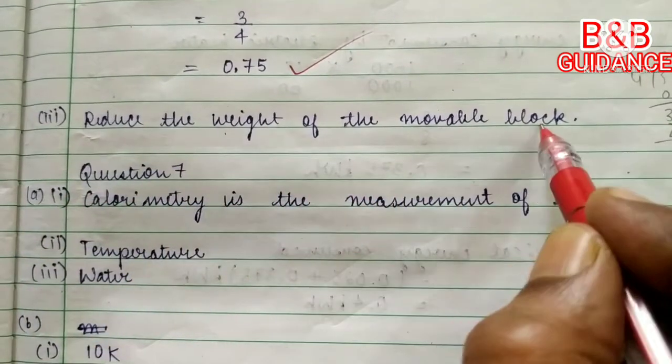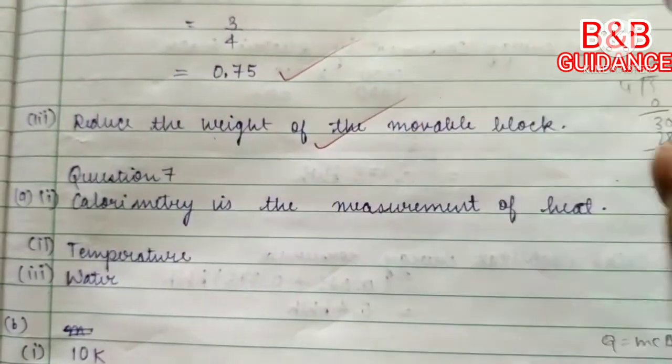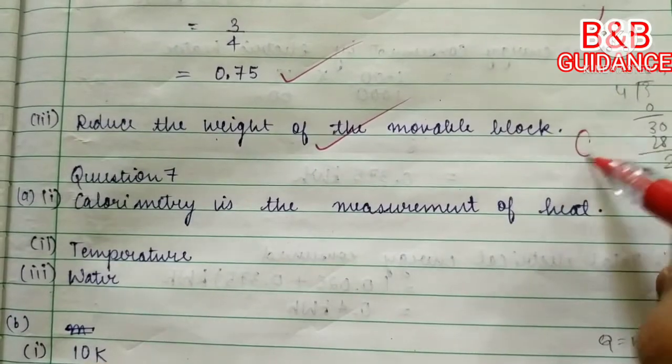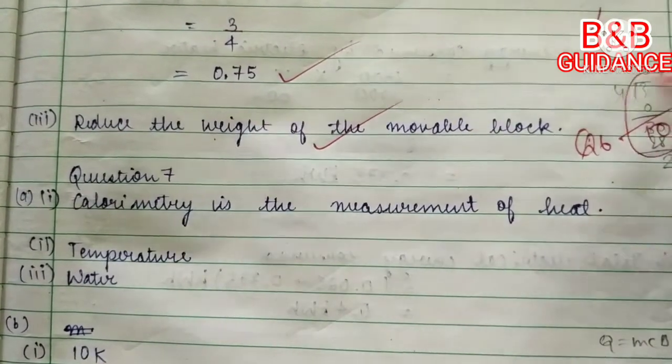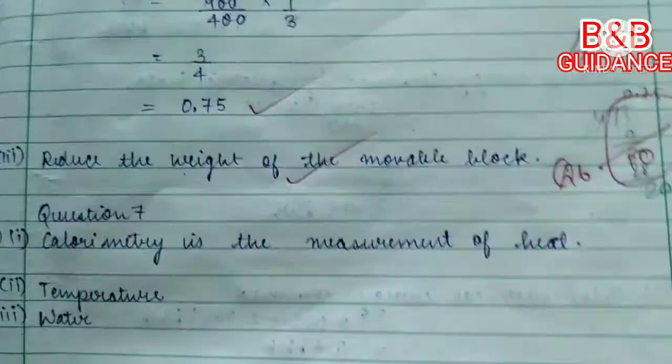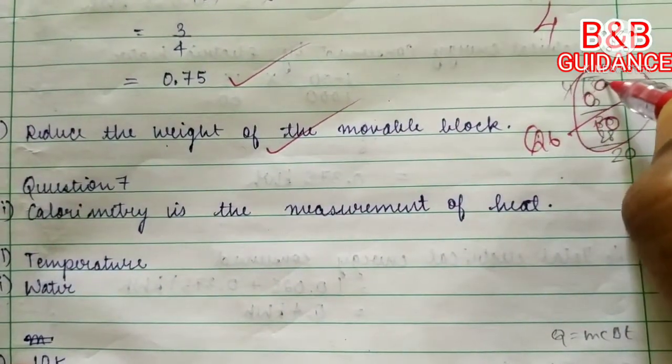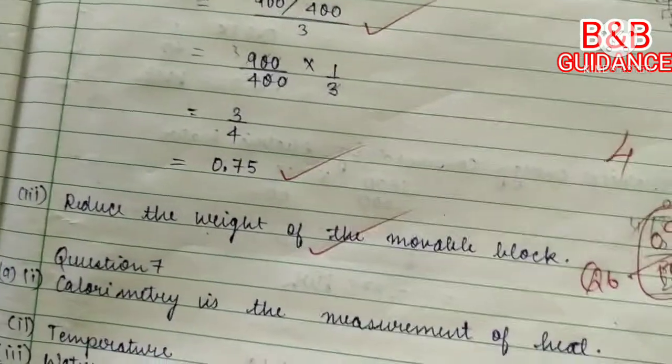Reduce the weight of the movable block. Okay, so 4 marks. So for question number 6, the child gets, let us mention the mark here.